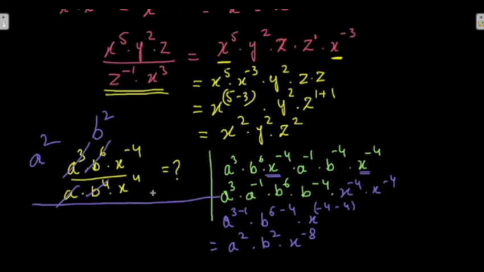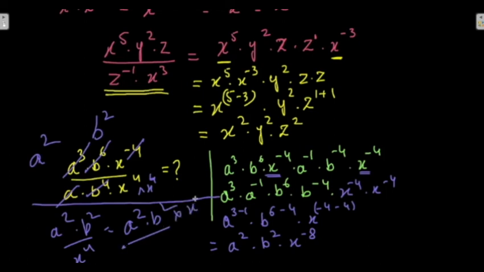Here I would have done x raised to power minus 4, so I would have cancelled it here and brought x raised to power 4, and then I would have added up, so I would have written a square into b square divided by x raised to power 4, which is equal to a square into b square into x raised to power minus 8.